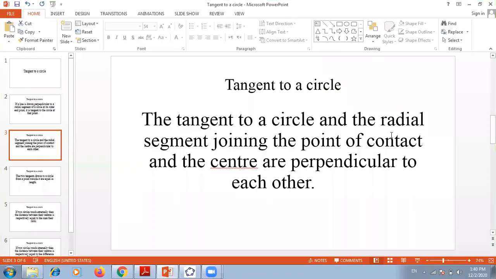Now, the reverse of the first theorem concerns the tangent to a circle and the radial segment. It means if there is a tangent to a circle and a radial segment to the point of contact from the center, they are perpendicular to each other. Whenever we draw a tangent to a circle and a radial segment, they will be perpendicular to each other. That we already proved in the first theorem. Now we will see that again in the second theorem as well.